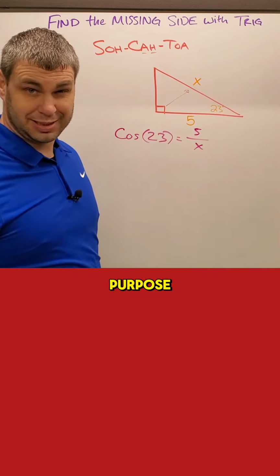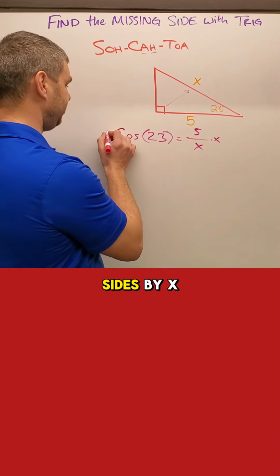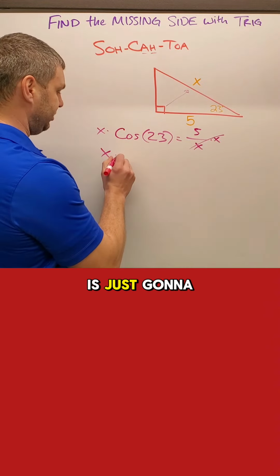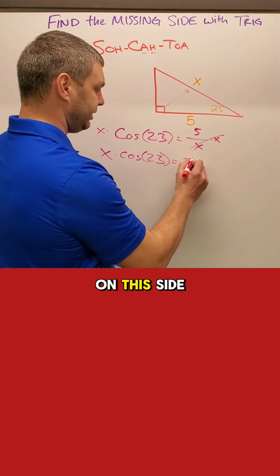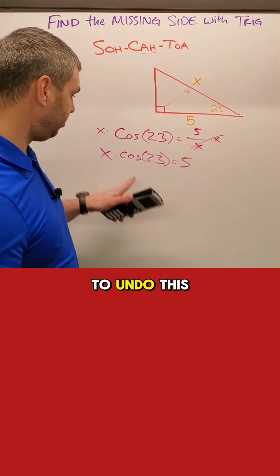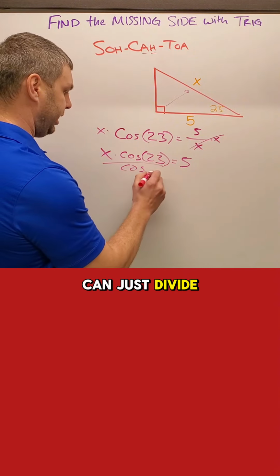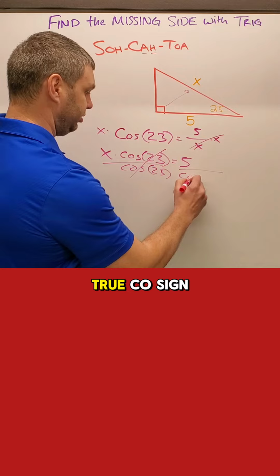And I chose this one on purpose because with the X in the denominator, sometimes that's a little bit tricky. Let's multiply both sides by X to get it out of the denominator, so they cancel on that side. This side now is just going to be X times cosine of 23 degrees. And all that's left on this side is the 5. To undo this times cosine 23, this is just a number, we can just divide by cosine of 23. And I'm going to do it to both sides to keep my equal sign true.